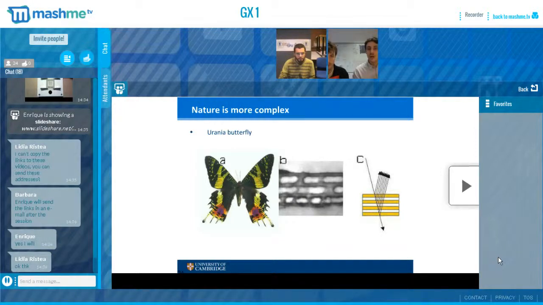And so in the middle, in B, you see a TEM, a transmission electron microscope image, and the darker areas are the chitin, and the brighter areas are just air. So there's a contrast between the chitin, which has a higher refractive index than air, and then the light starts to interact with that, and you get this multi-layer interference that then creates the color.